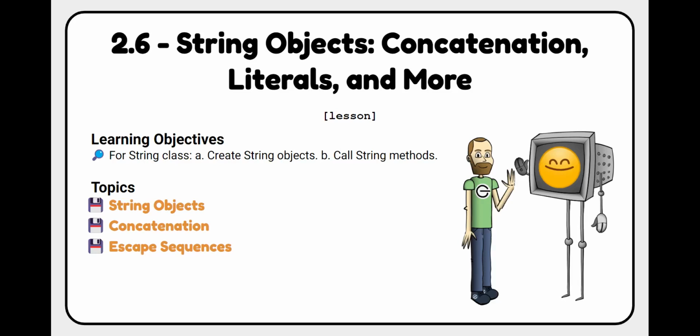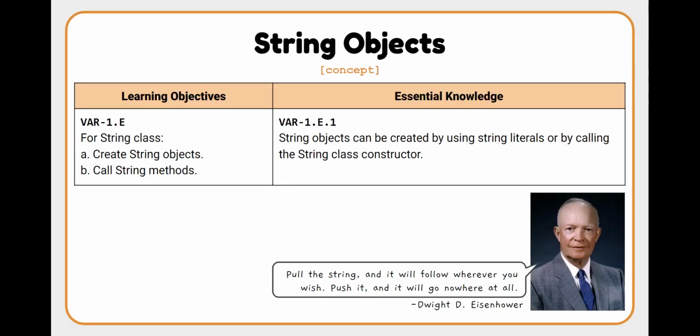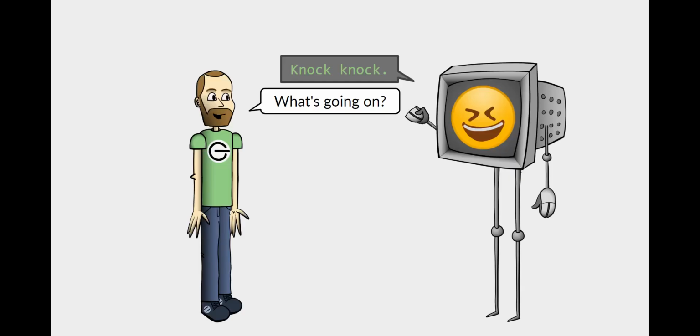Let's keep going. 2.6 String objects, concatenation, literals, and more. Probably one of the longer lesson titles we will see. We're going to start off talking about string objects. We'll be working on that learning objective for string class, create string objects, and call string methods.